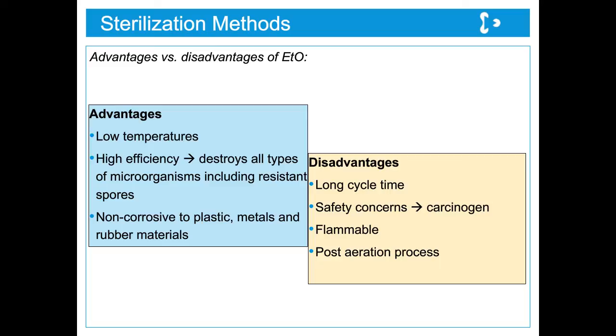Disadvantages, again, it's a long cycle time. Also, ethylene oxide is a carcinogen and it is flammable, so there are safety concerns. There's also a post-aeration process, and this post-aeration process is meant to eliminate any residual ethylene oxide that could be left in the primary packaging component itself. So it's important to factor in this post-aeration process as well when you're looking at time for a sterilization method.